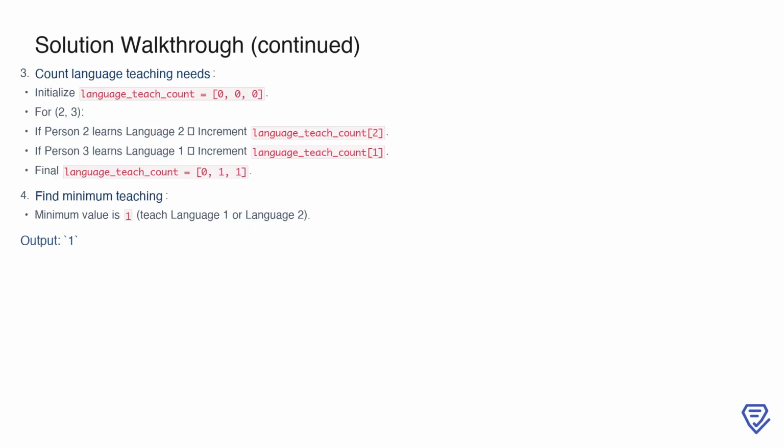Now, we calculate how many people need to learn each language to resolve the non-communicating pair. We initialize a count array with zeros for each language. For the pair 2, 3, if person 2 learns language 2, we increment the count for language 2. Alternatively, if person 3 learns language 1, we increment the count for language 1. After processing this pair, the count array becomes 0, 1, 1. The minimum value in the array is 1, meaning we can achieve communication by teaching either language 1 or language 2 to one person. The output is 1.